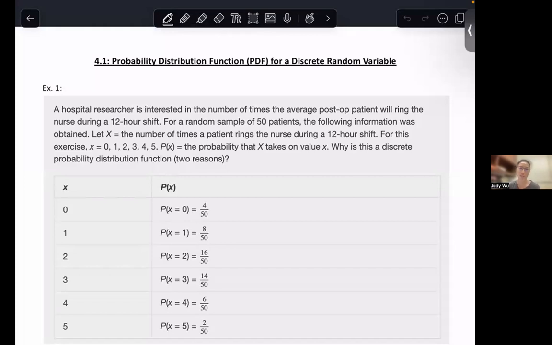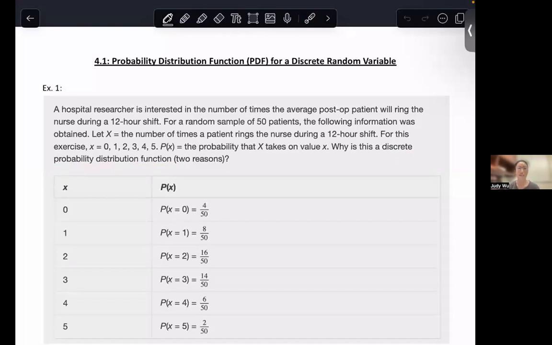And so in this section, we're going to take a look at 4.1, the probability distribution function, or PDF, for a discrete random variable. Okay. And the key takeaway for the two examples we're going to do in this video is what makes a discrete probability distribution function. That's really the takeaway skill from this. All right, so let's read through example 1.